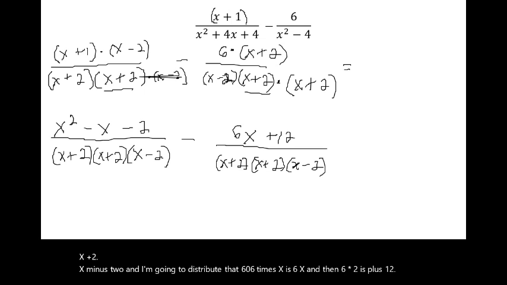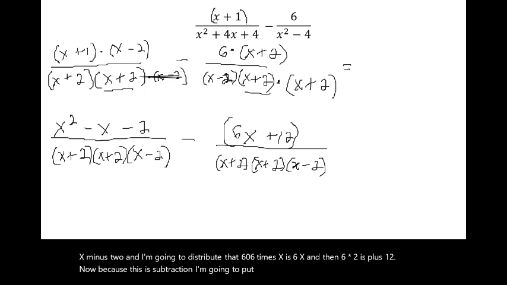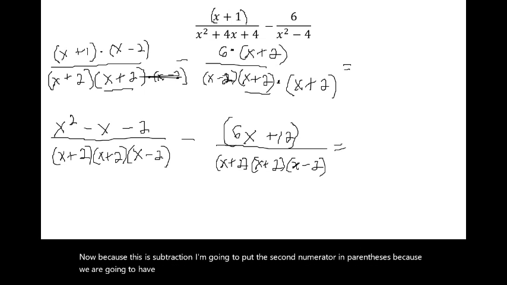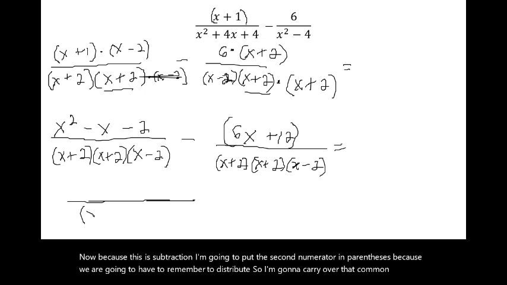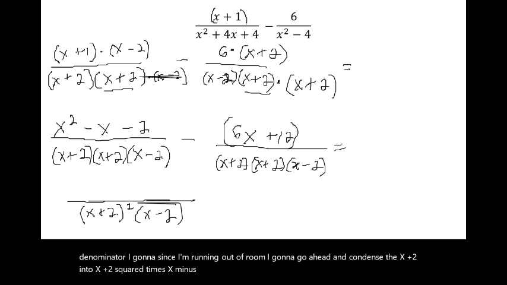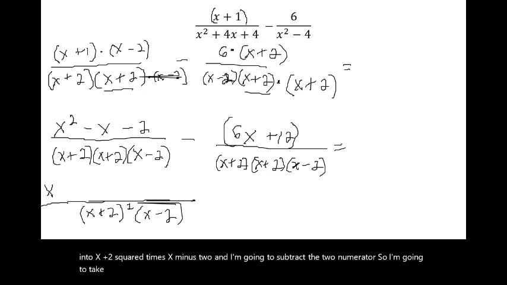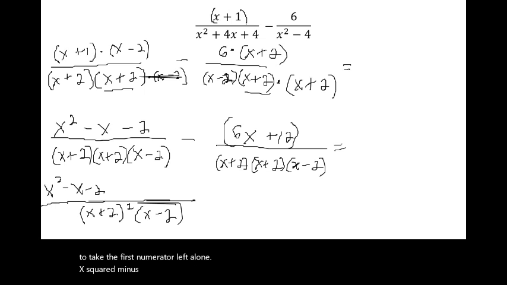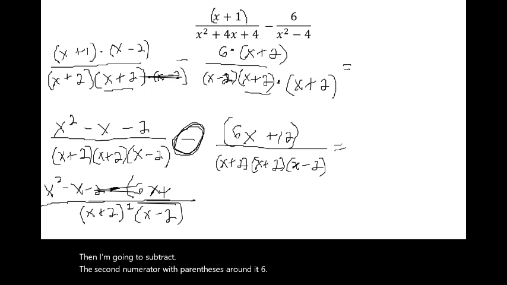Now, because this is subtraction, I'm going to put the second numerator in parentheses because we are going to have to remember to distribute. So I'm going to carry over that common denominator, and since I'm running out of room, I'm going to go ahead and condense the x plus 2 into x plus 2 squared times x minus 2. And I'm going to subtract the two numerators. So I'm going to take the first numerator, left alone, x squared minus x minus 2. Then I'm going to subtract the second numerator with parentheses around it, 6x plus 12.